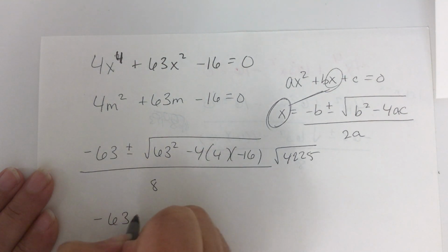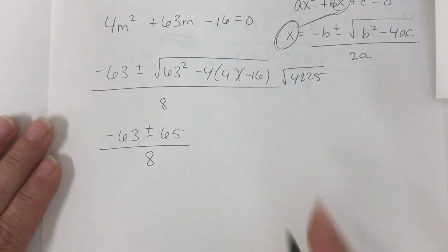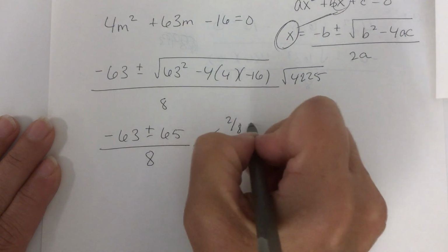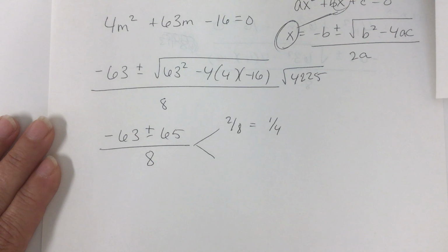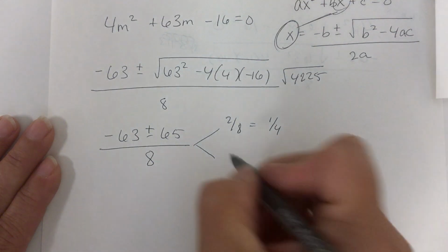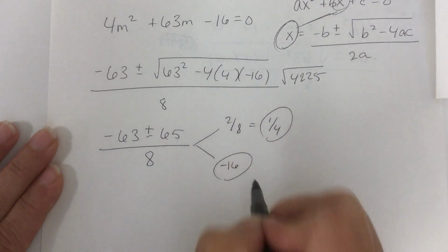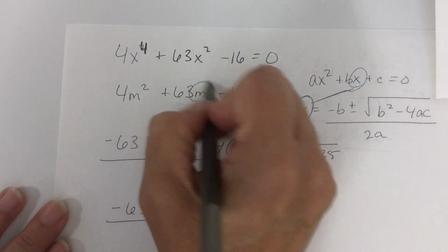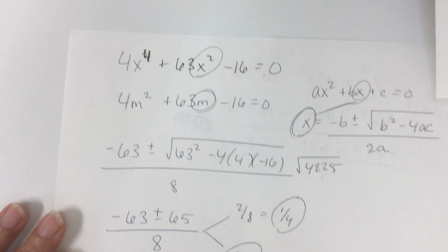So negative 63 plus or minus 65 all over 8. Negative 63 plus 65 is 2, so 2/8 gives you 1/4. And negative 63 minus 65 divided by 8 is negative 16. Okay, so we have this and we have this. But that is what m is equal to, which is taking the place of our x squared.